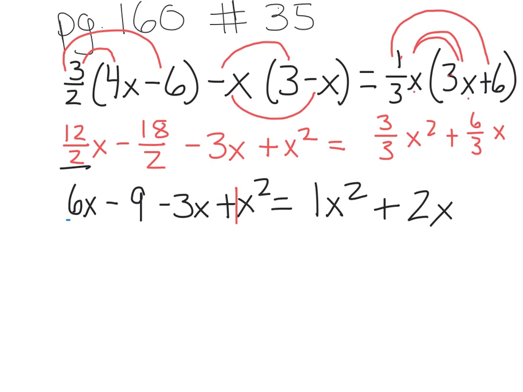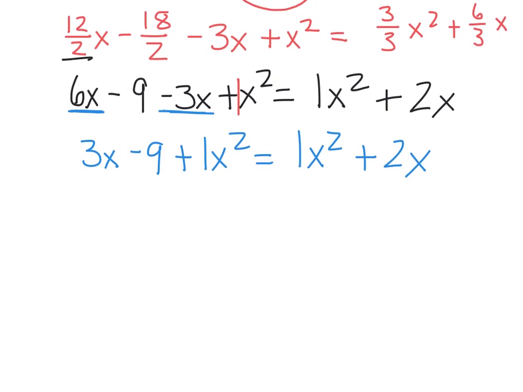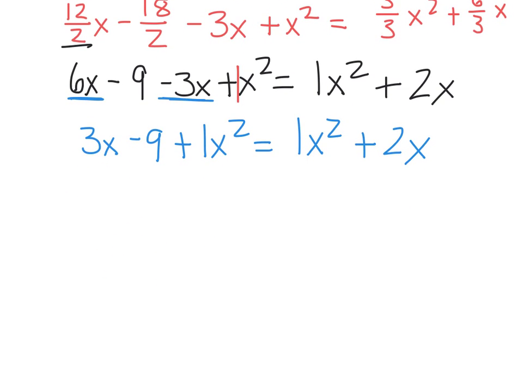Now, I have a couple like terms over here. So I'm going to go ahead and combine those. 6x and a negative 3x would just be a 3x. And I'm going to copy the rest down. A negative 9. Positive 1x squared equals 1x squared plus 2x. And now, this is the equation I'm going to solve.